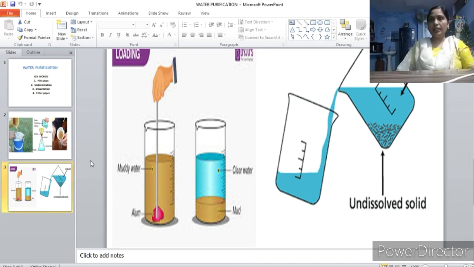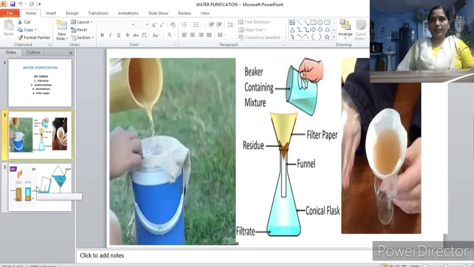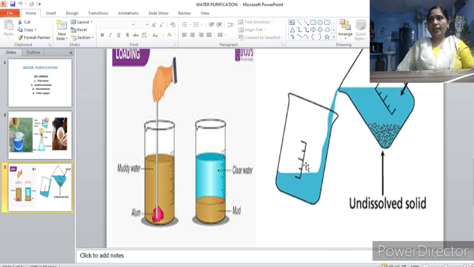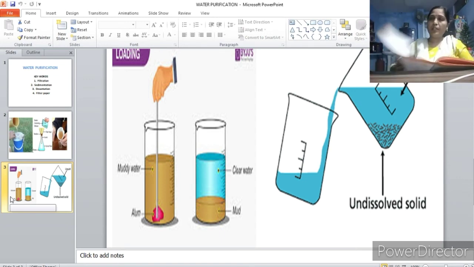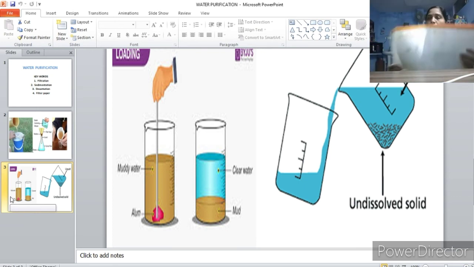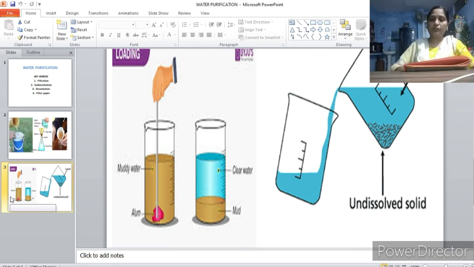So these three experiments you are going to do in our online class, children. Keep all the materials available for you. So in today's class you learned about filtration, sedimentation and decantation. Now see your worksheet, what are the questions given based on this topic? Open your volume 2 and come to page 35.